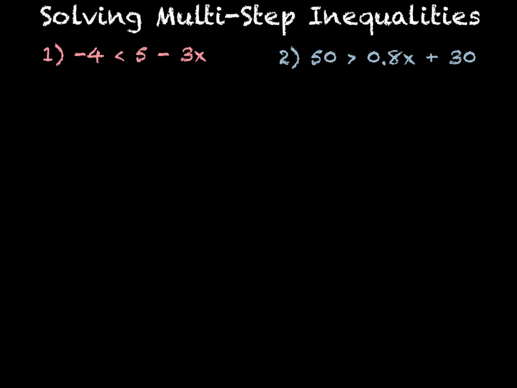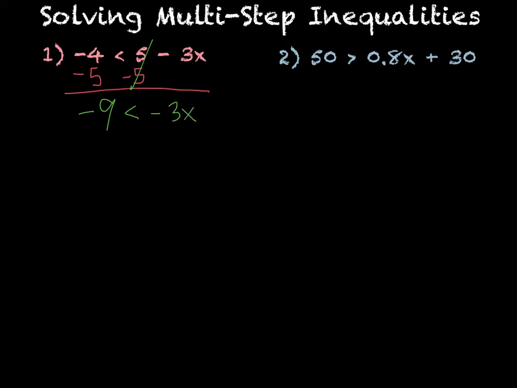Solving multi-step inequalities. For the first one, we have negative 4 is less than 5 minus 3x. So the first thing we're going to do is get my 5 and my 4 on the same side. So I'm going to subtract the 5 from both sides. That's going to give me negative 4 minus 5, which is negative 9, is less than negative 3x.